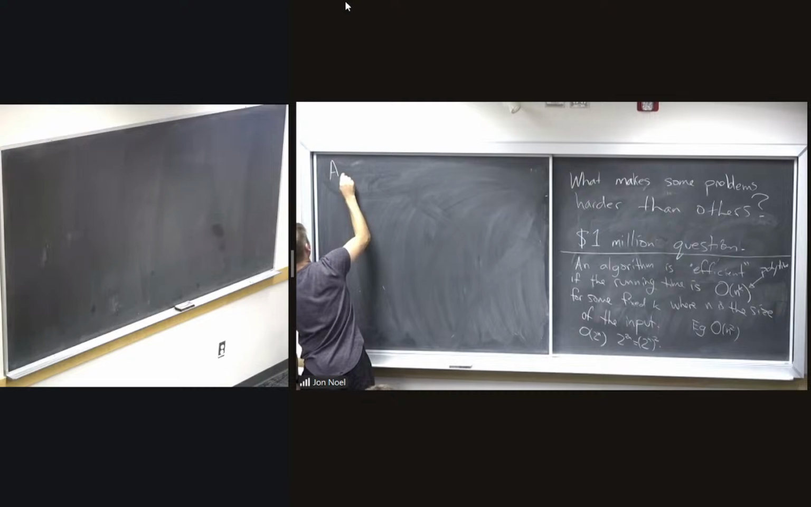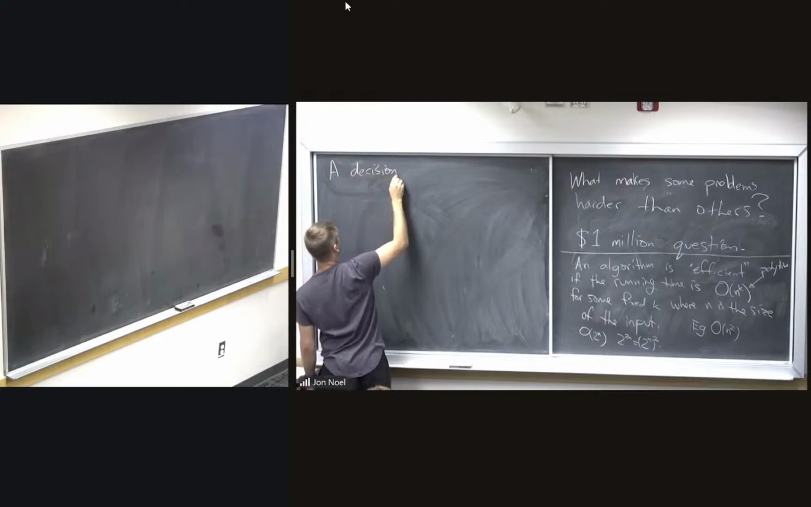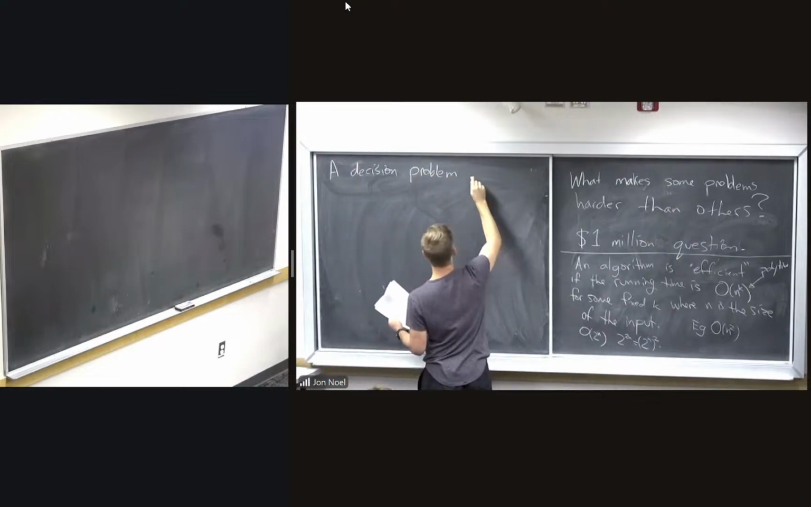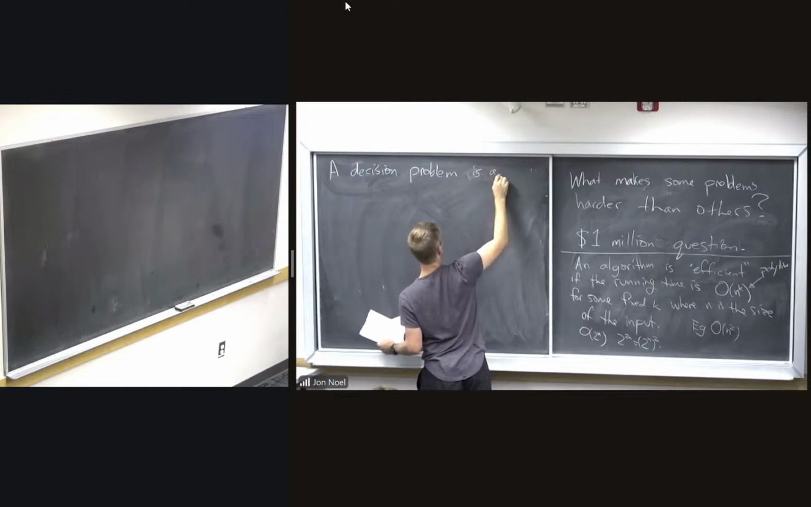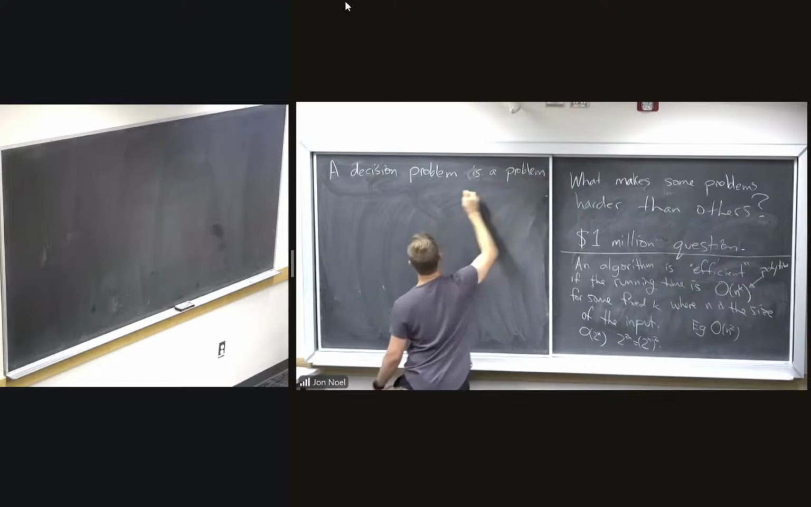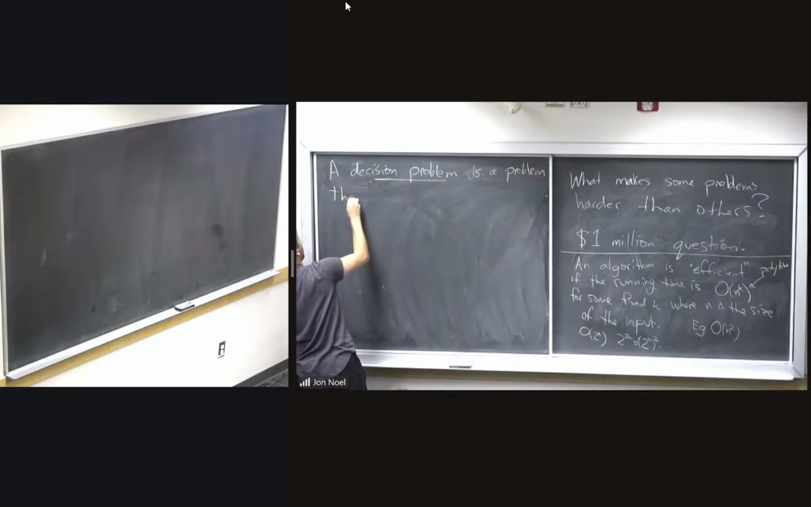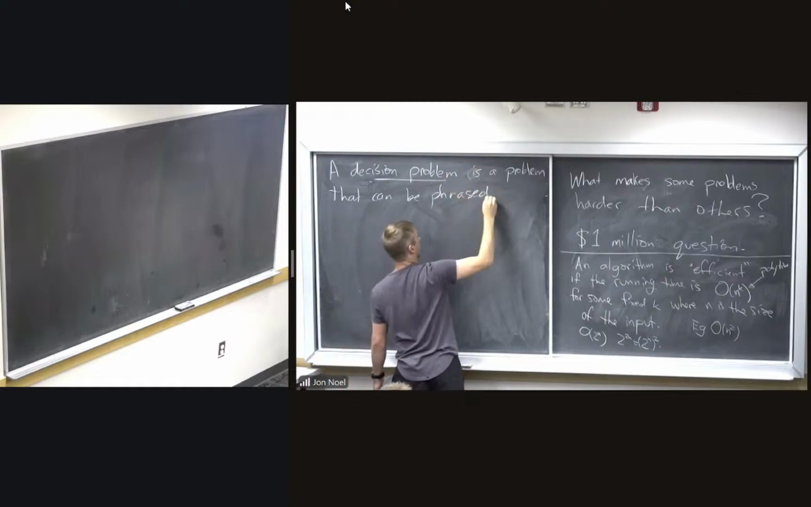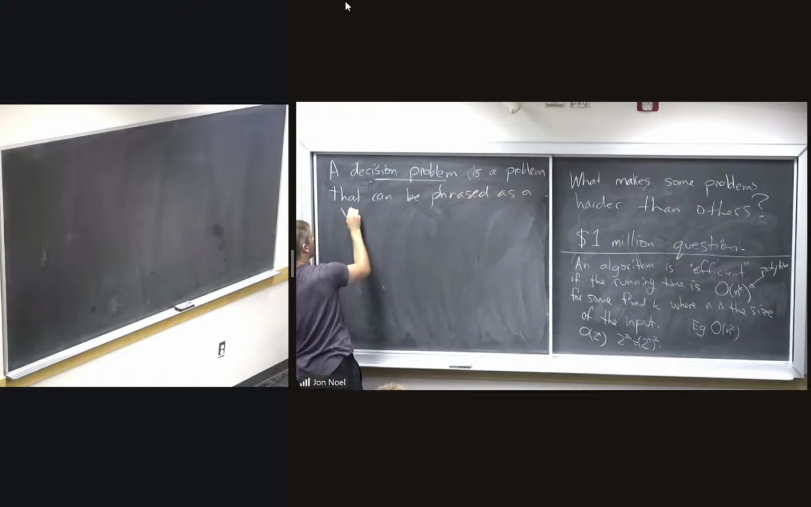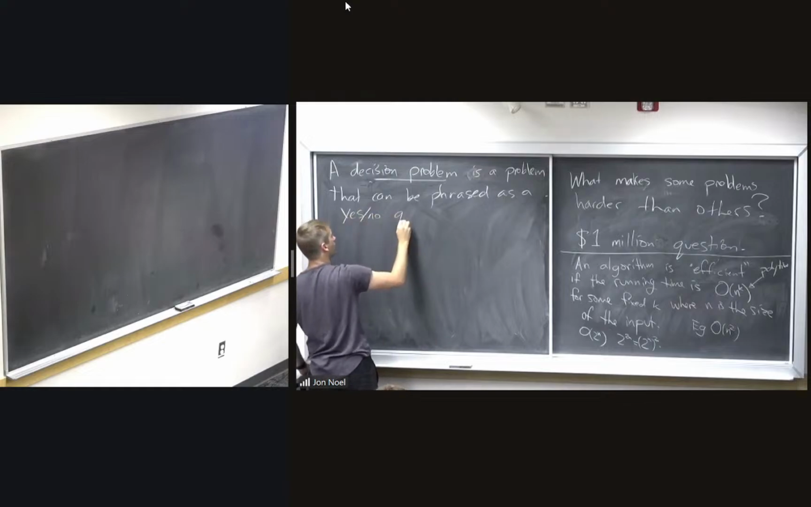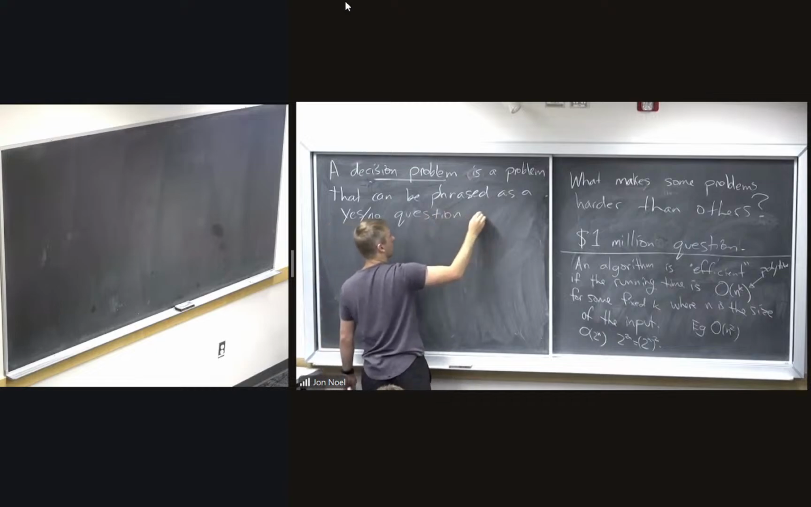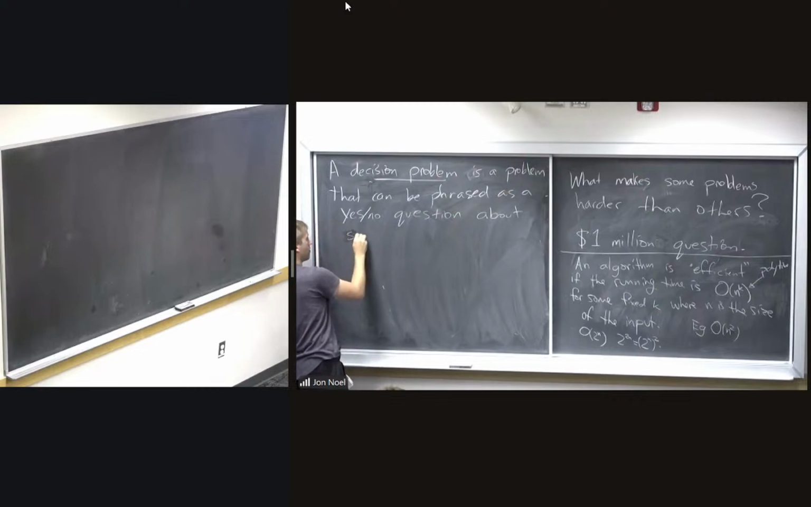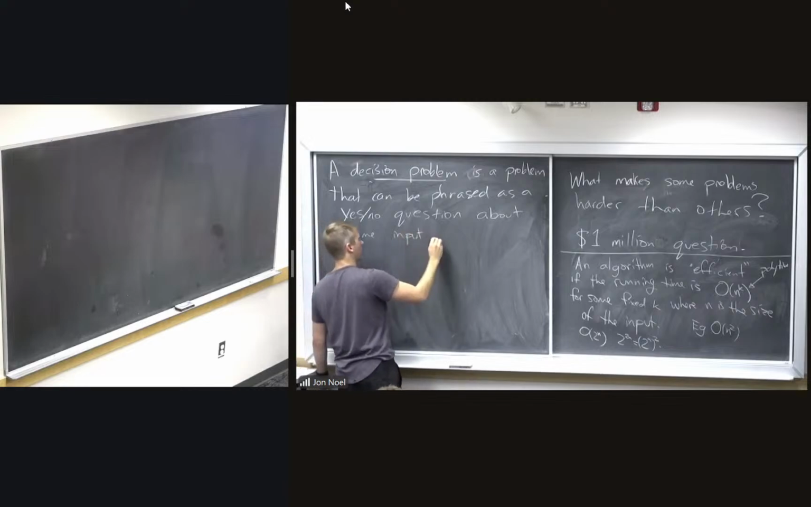So a decision problem is a problem that can be phrased as a yes or no question about some input mathematical structure.